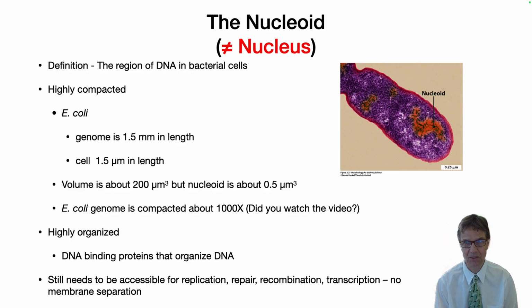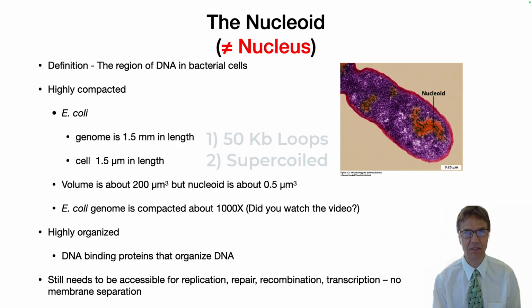This compaction is achieved by organizing the DNA into loops of about 50,000 base pairs. And again, a base pair is one set of nucleotides in the DNA. And then supercoiling the DNA. The twisting is analogous to when you wind up a rubber band by twisting it.